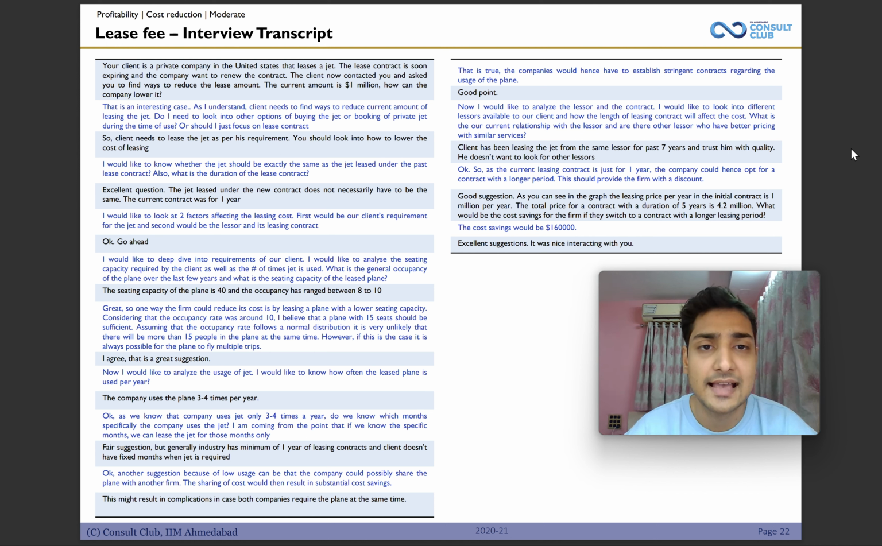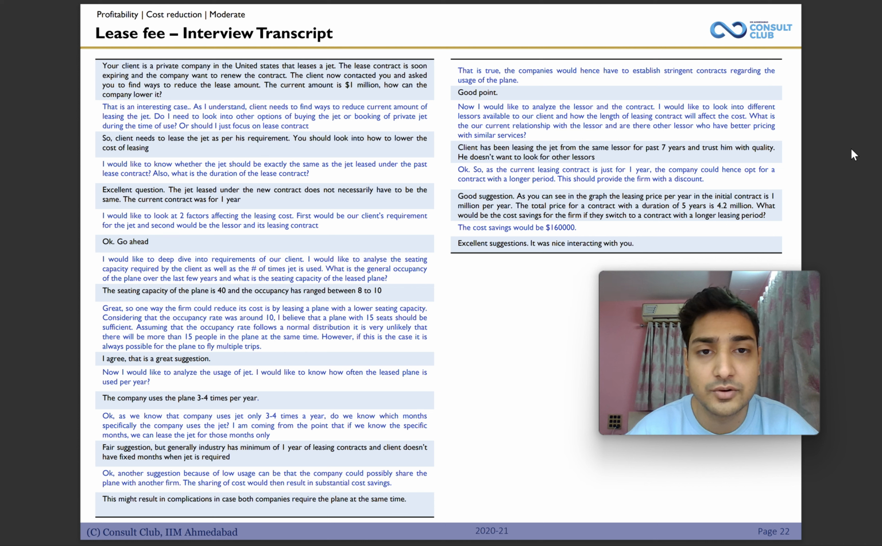Okay, so as the current leasing contract is just 1 year, the company could opt for a contract with a longer period. This should provide the firm with a discount. Good suggestion. As you can see in the graph, the leasing price in the initial contract is 1 million per year. The total price for the contract with a duration of 5 years is 4.2 million.